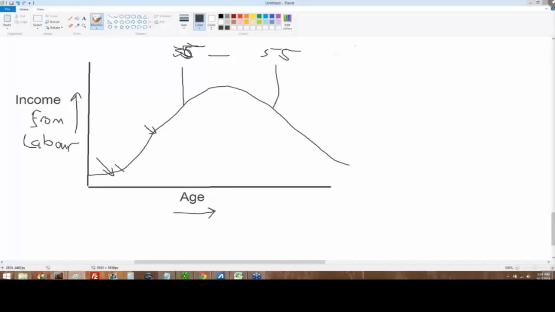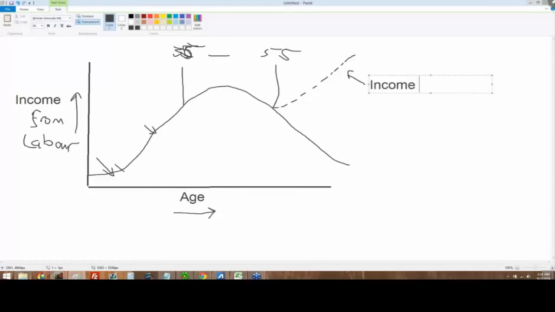Here's what happens though. From 55 to 75, the aim that most people have, that unfortunately doesn't truly come to pass for a lot of people, the aim is that from this point on, you start developing a second income. This is supposed to be your income from investment. Okay?